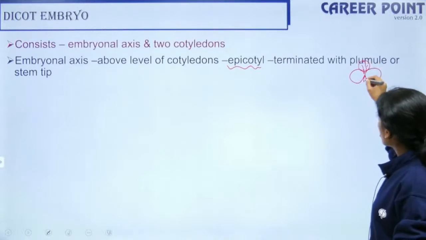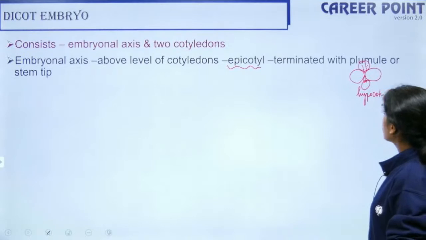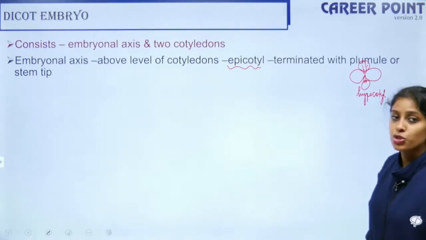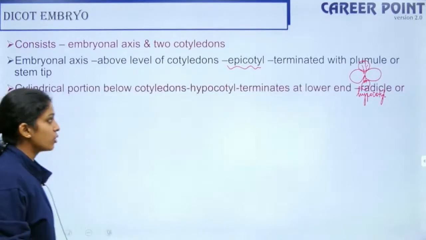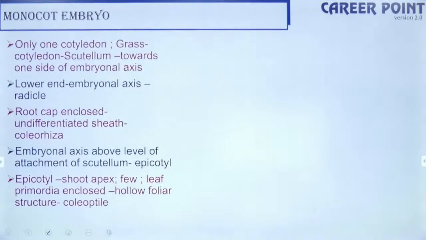So this part is epicotyl, this part is hypocotyl. So hypocotyl develops into the root, epicotyl develops into the shoot. Yes, endospermous and albuminous are the same. Yes, no doubt. Okay. So the root tip is covered by the root cap, no doubt.